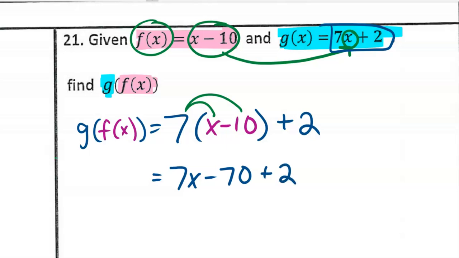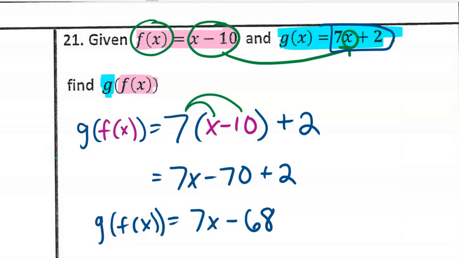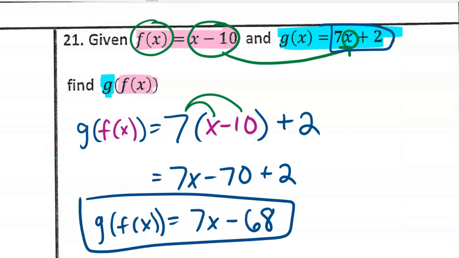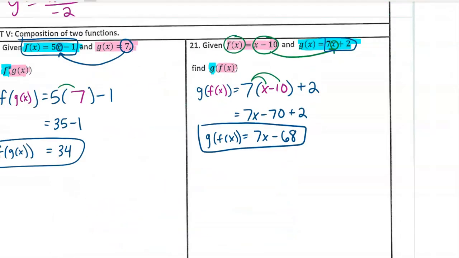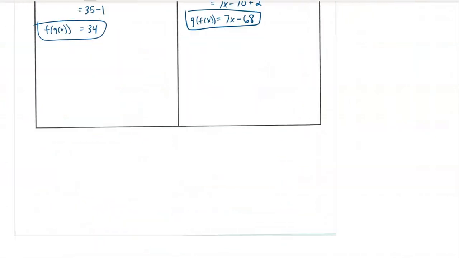What else can we combine here? Are we done? No, we are not done. Negative 70 plus 2, negative 68. That is our answer here. Why can't we combine 7x and negative 68? They are not like terms. The 68 does not have an x. 7 does. So we cannot combine them.